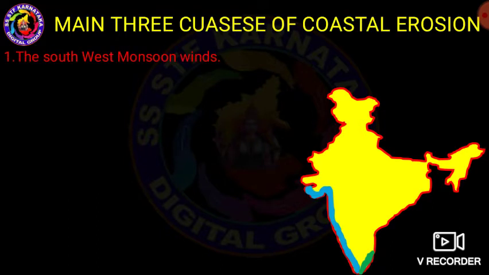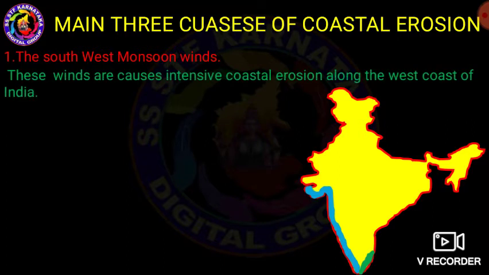One is southwest monsoon winds. Second is tropical cyclone. Third is tsunami. Understand? Let us discuss one by one. The first one is the southwest monsoon winds. What are the effects of the southwest monsoon winds? These winds cause intensive coastal erosion along the west coast of India.